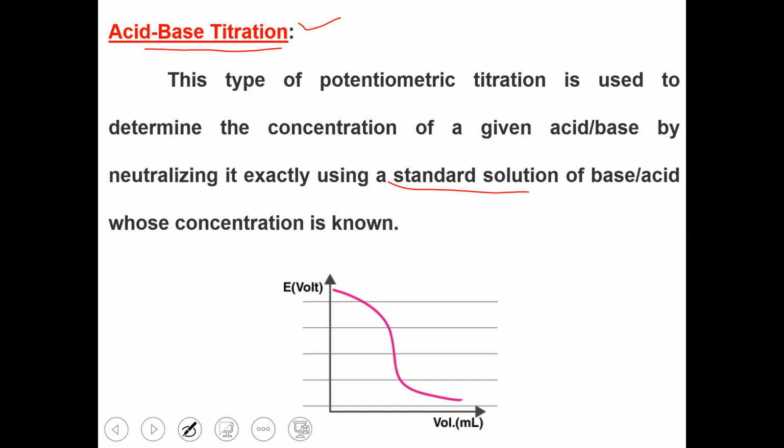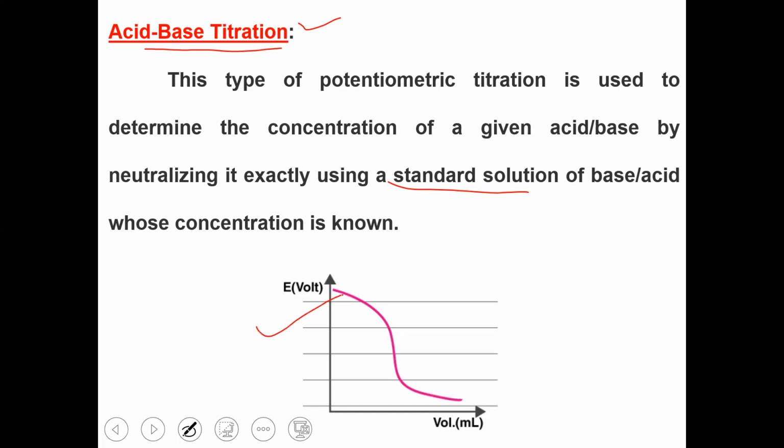So both these two electrodes are connected to the potentiometer. After connecting that, if you add the base, which is present in the burette, to the acid which is present in the beaker, then the potentiometer will show different EMF values. Note down those values after completion of the experiment, then you can easily draw the graph of EMF versus volume of the base, the volume of the base which is present in the burette.